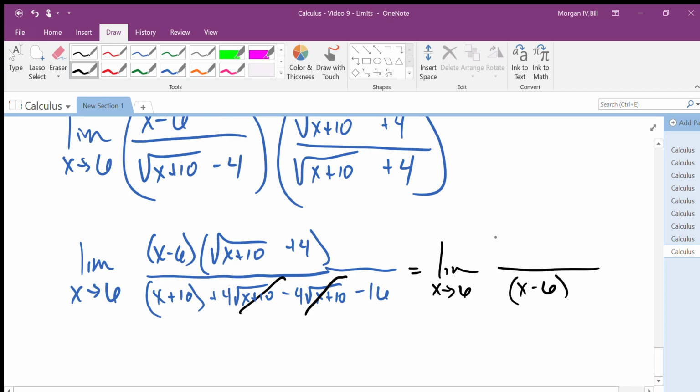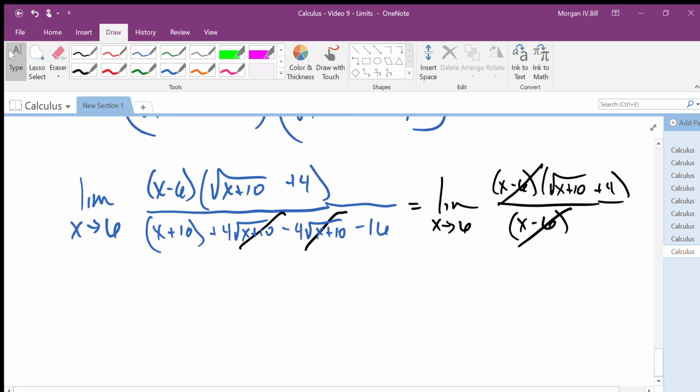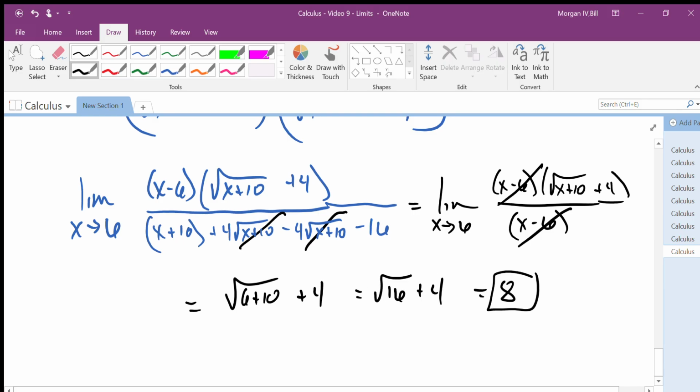Again, that's why we do not multiply out the numerator in this case, is we want to be able to cancel that x minus 6 with the denominator x minus 6. So I have in the numerator x minus 6 times the square root of x plus 10 plus 4. The x minus 6's cancel. I can now do direct substitution. Square root of 6 plus 10, plus 4. Square root of 16 plus 4. That's 4 plus 4. That's 8. And we have solved the limit.